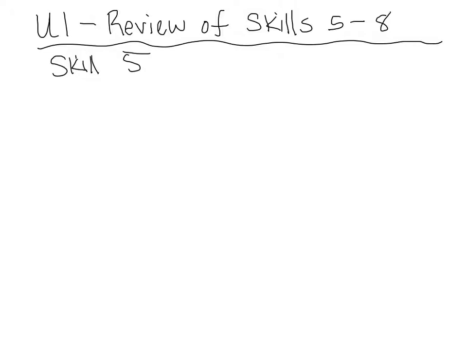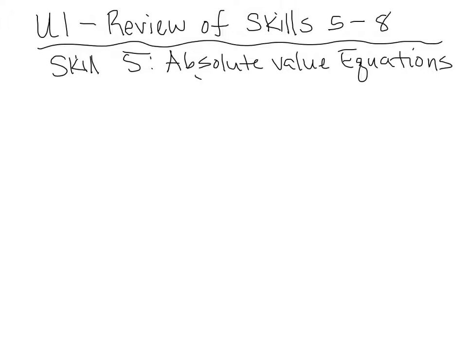Okay, skill 5 was covering absolute value equations. Remember, with absolute value, there's a possibility of two solutions, right? So two possible solutions. So here's your example to practice with for absolute value equations.